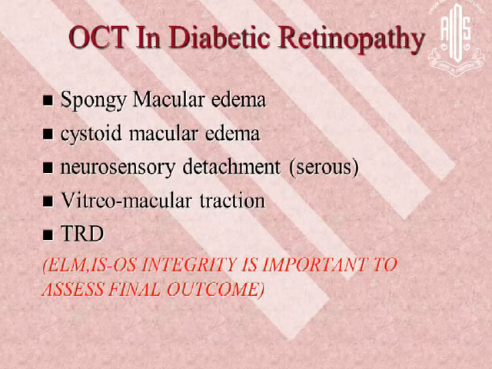So coming to OCT, these are the patterns we see in OCT. This is the standard teaching: exudative macular edema, either a spongy type or a cystoid type, or it can be a serous macular detachment.